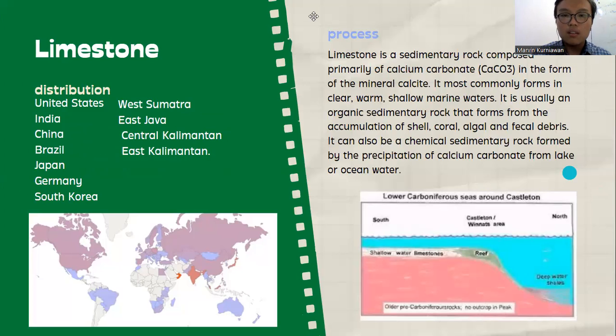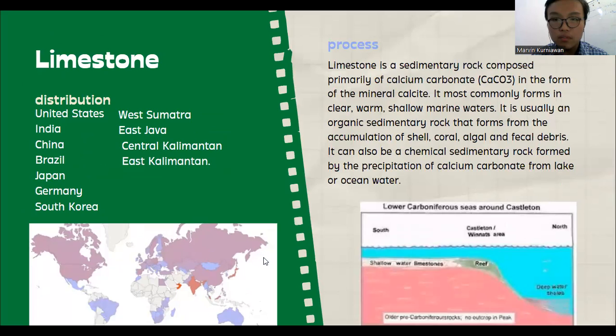So how does it form? Limestone is a sedimentary rock, as we have known before. It is commonly formed in clear, warm, shallow marine waters. It is usually due to the accumulation of shell, coral, algae, and fecal debris.